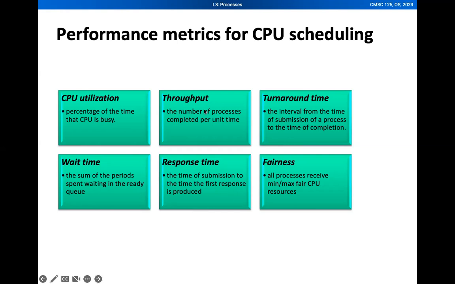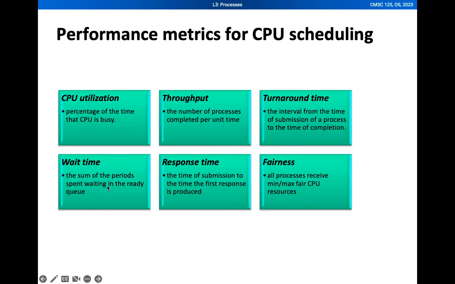All right. What about the turnaround time? From the point of view of a particular process, the important criterion would be how long it takes to execute that process. For example, you have installed a programming IDE and you are trying to compile a certain program. What would be ideal? A program that compiles in a short period of time, or a program that compiles in a long period of time? The interval from the time of submission of a process to the time of completion is the turnaround time. It is one way to measure how long it takes to execute that process.